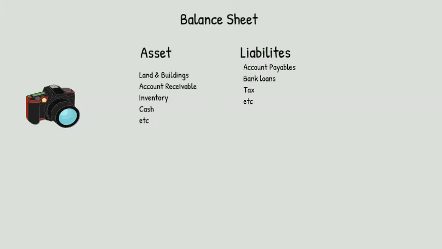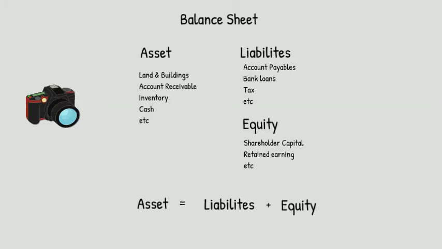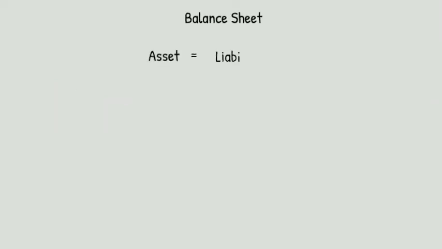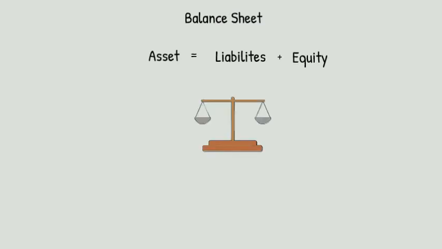The balance sheet provides a snapshot of what the company owns and owes at a specific point in time. What the company owns is the assets, the company's resources. Those resources were funded either by liabilities or equity, which means all the time assets are equal to liabilities plus equity. Assets equal liabilities plus equity. This equation is called the accounting equation, which is the foundation of the double entry system. And this equation guarantees the balance sheet is always balanced.